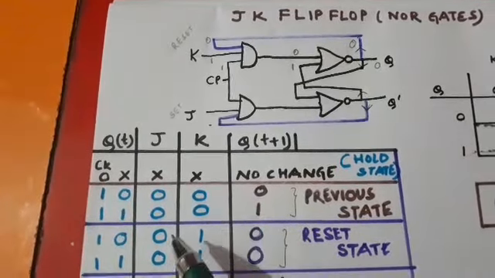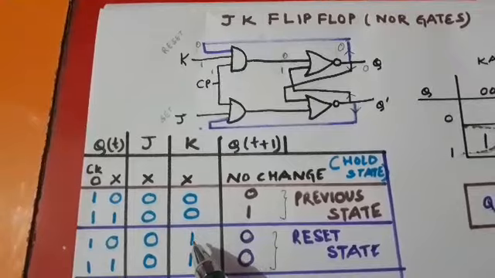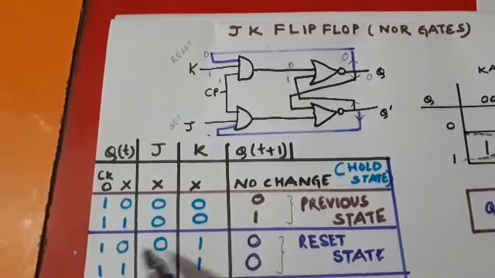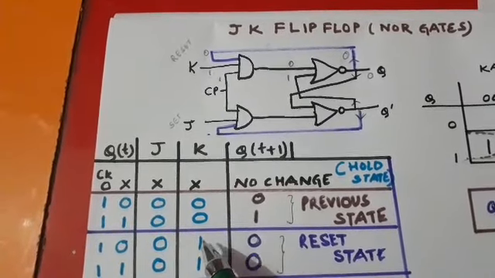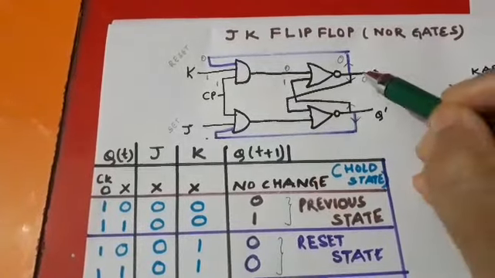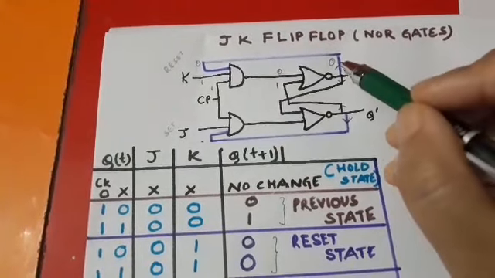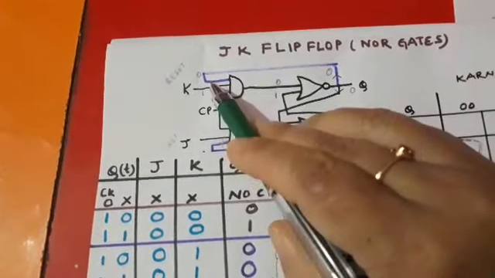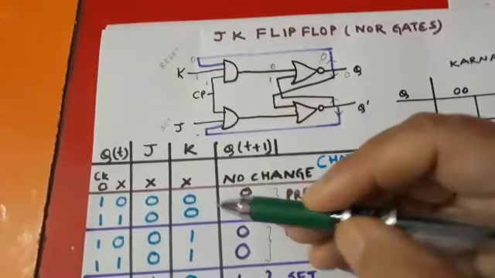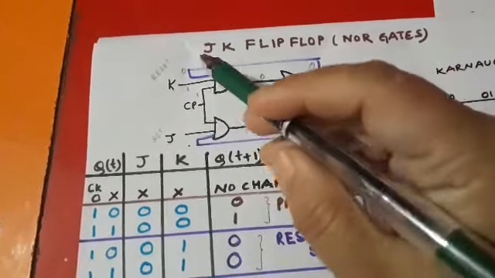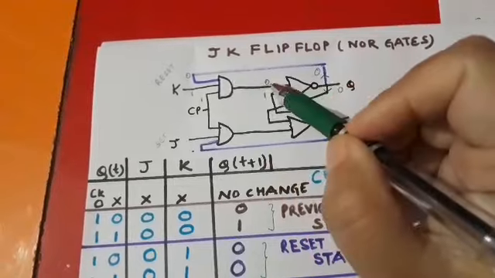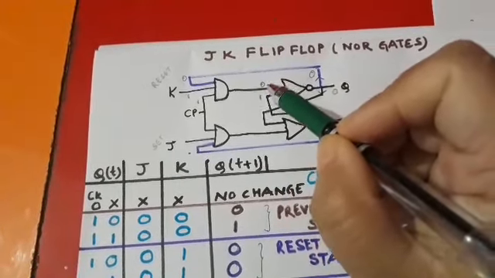So here it says 0, 0, 1. So J is 0, K is 1. And we'll first assume Q previous to be 0. So I'm writing a 0 here. So on this side we have 0 and K is 1. So I'm writing 1. CP is always 1. But because 1, 0 is there, the output will be 0. So the first line we got 0.